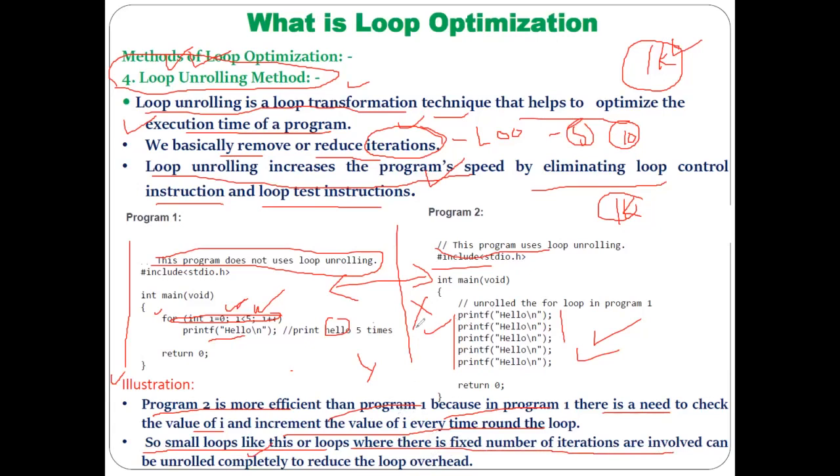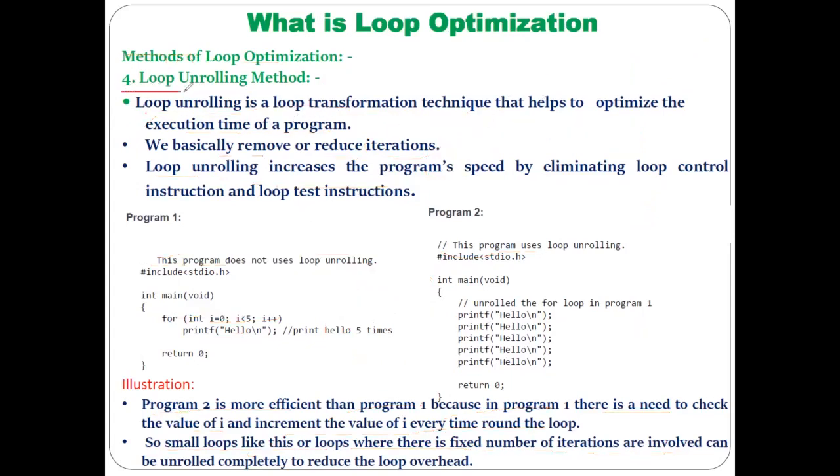Understood? So if the iterations are small, then such a technique is suggested, or it is good to use. But if the iterations are very large, like 100,000, then it is not good to utilize the loop unrolling method. But if the iterations are fewer, then definitely the loop unrolling method reduces the overhead. Now what is the overhead here in this example? Every time checking the value of I and incrementing the value of I, that is the overhead here. But if you write it like this, the overhead is getting reduced.